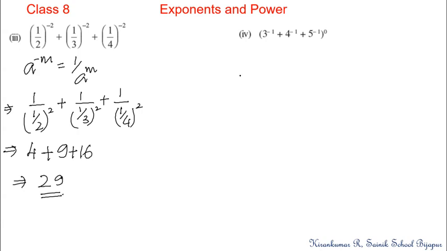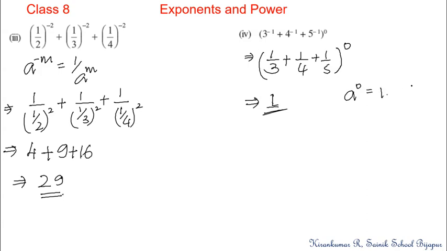Question number 4. We have (3 to the power of minus 1, which is 1 by 3, plus 1 by 4, plus 1 by 5) raised to the power 0. You must know that any number raised to the power 0 is 1. It is because a to the power of 0 is 1. And here 1 by 3 and all those things are written because a to the power of minus m is 1 by a to the power of m.